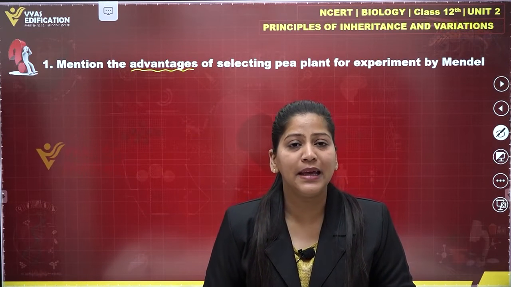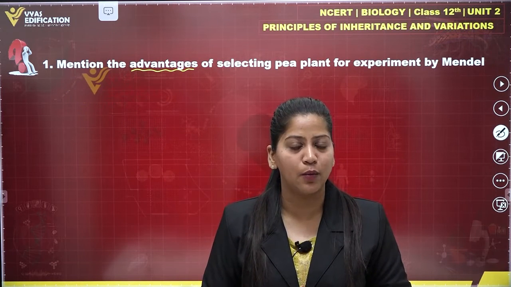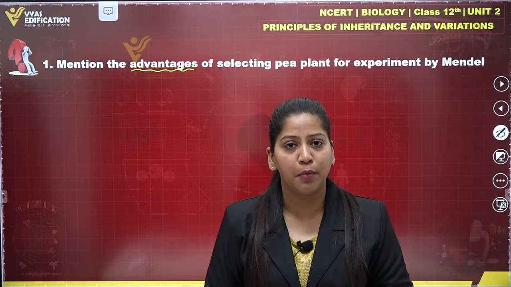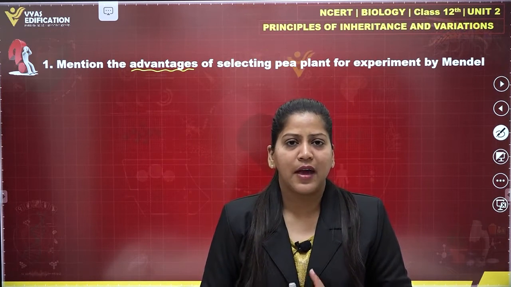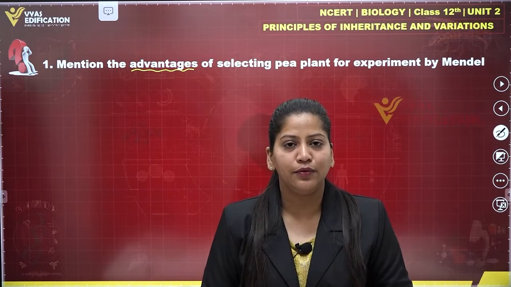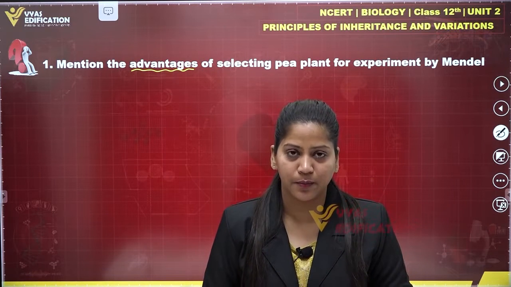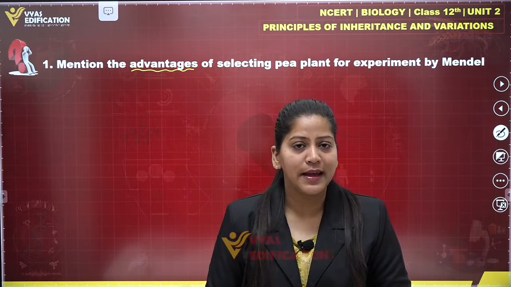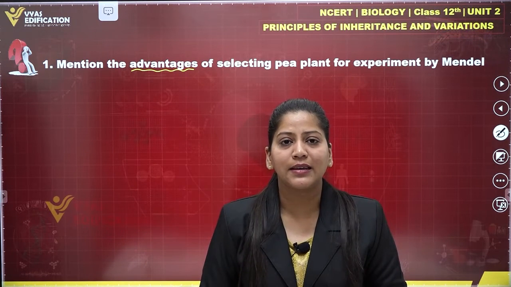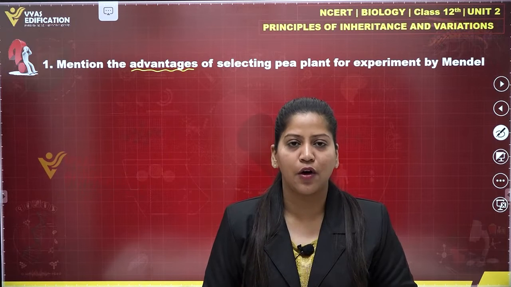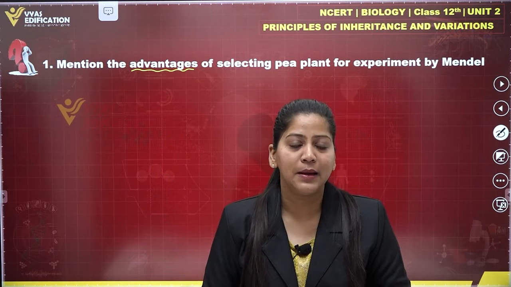Second, the pea plant has bisexual flowers. Pea plants have bisexual flowers which undergo self-pollination. So this is also an advantage. In case any insect is not available to pollinate the plant, then they undergo self-pollination. Next advantage: it's easy to practice cross-pollination in the flowers of the pea plant.